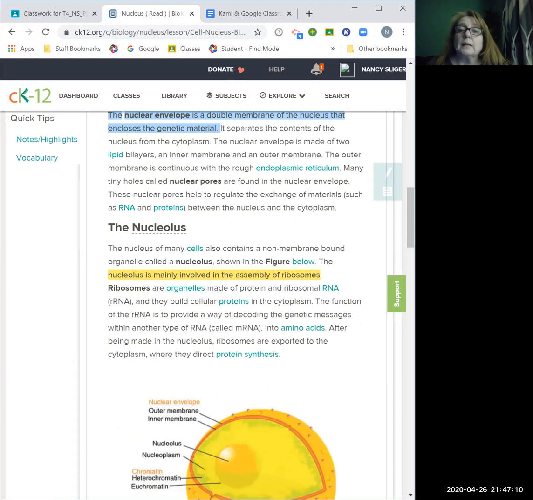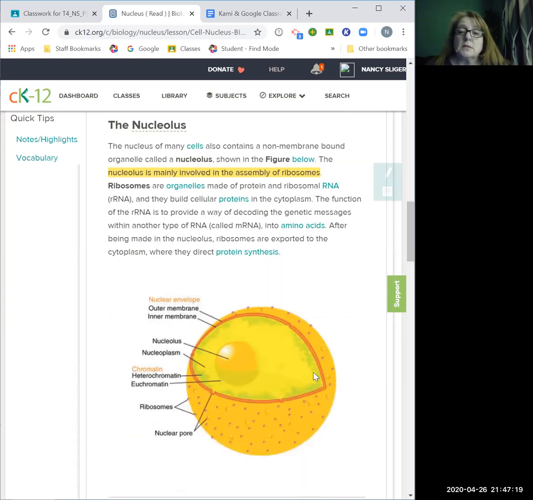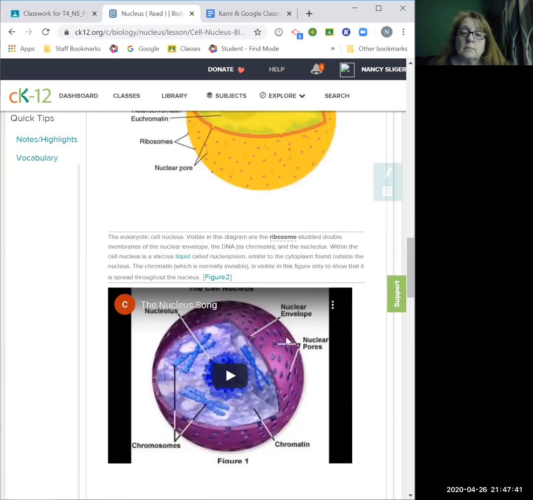I'm kind of limited with the video, so I'm going to let you watch some of these videos on your own as we go through this. This is not the entire cell. This is just the nucleus. The dots represent the nuclear pores. This is the nucleolus inside here. And your DNA, either in the form of chromosomes or chromatin, will be floating in that gel-like substance.